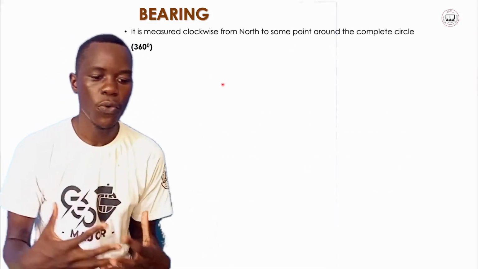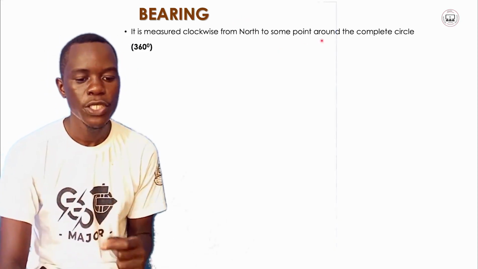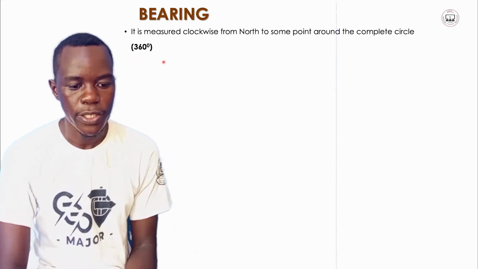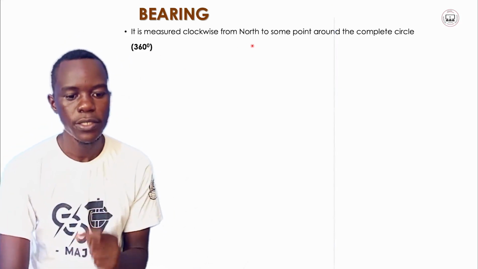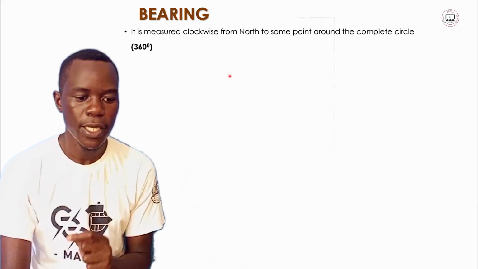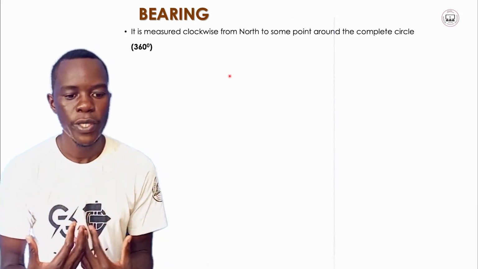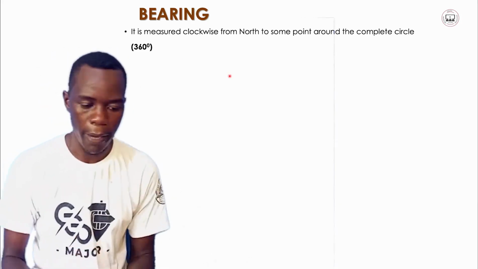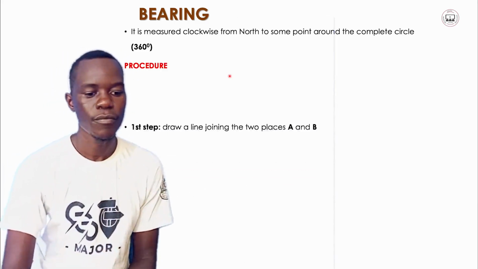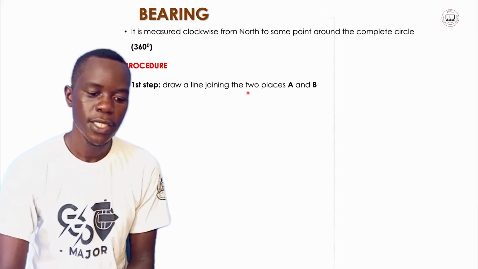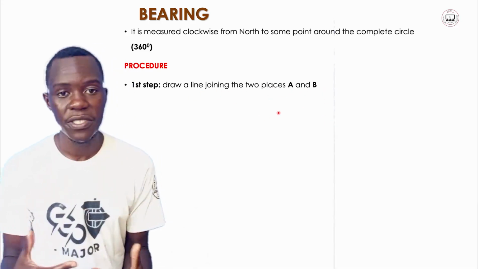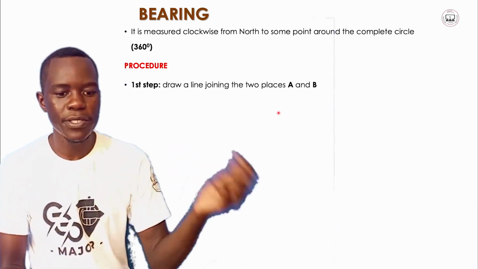Bearing is always measured clockwise from north to some point around the complete circle, and this complete circle is 360 degrees. So how do we find bearings on a map? There are some procedures to follow when you calculate bearing. The first step is to draw a line joining the two places A and B. This means that whenever they ask a question, say, find the bearing from point A to point B.